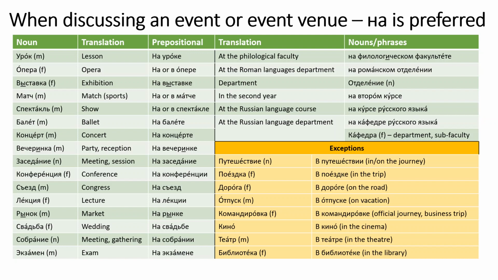A lot of these are events. So we've got opera, exhibition, ballet, and so on and so forth. Then I've put a list of the educational departments and faculties that I mentioned earlier, which would take na. And then in the exceptions, we have в путешествии, в поездке, в дороге, в отпуске, and so on. And then we have в кино. The cinema, you would expect it to take na. В театре, you would expect it to take na because they're events or event venues, but they just always go with v.